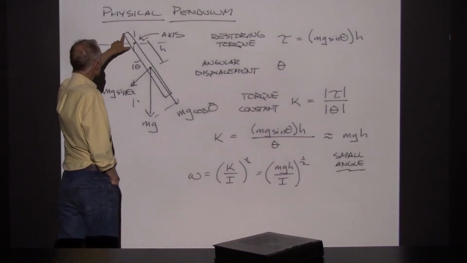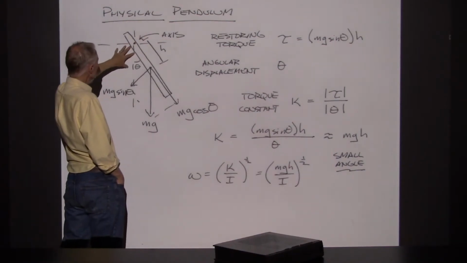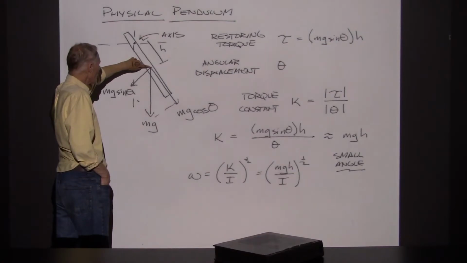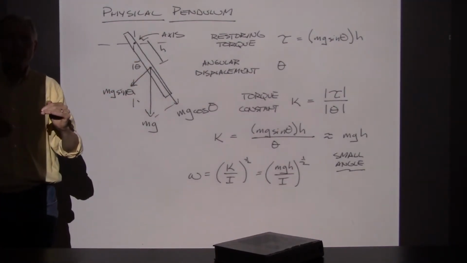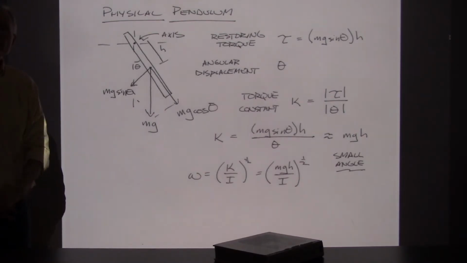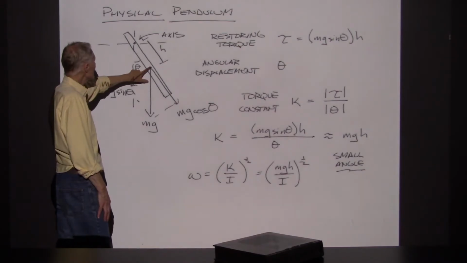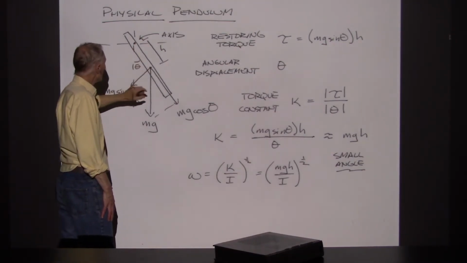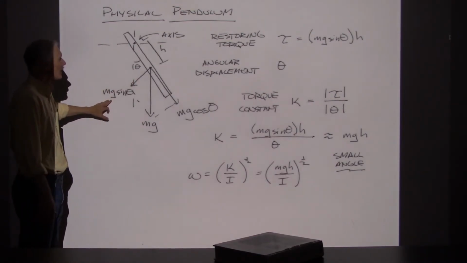So let's say that we have something that looks like a physical pendulum, and this one doesn't look so much like a baseball bat, but there is a gravitational force. The gravitational force can be placed as if it's all coming from the center of mass. So we'll take that gravitational force and place it at the center of mass. Here's the axis. We measure this distance h. The restoring force is mg sine theta.